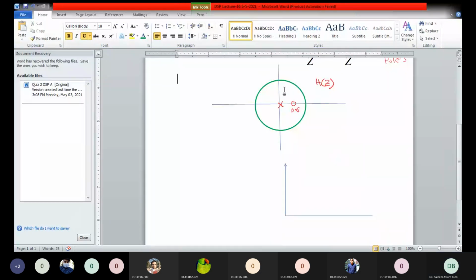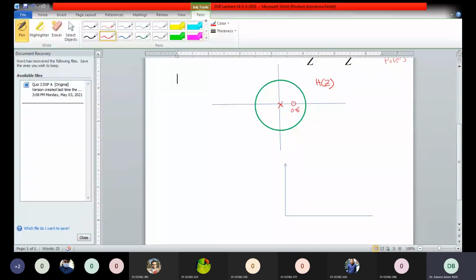Since the location of this zero is at 0.6, let me write that this system would have its minimum value of |H(e^jω)| at ω equal to θ, and you can achieve the maximum value of this function at ω equal to π plus θ. Now the question arises here, what does ω mean and what does π plus θ mean?